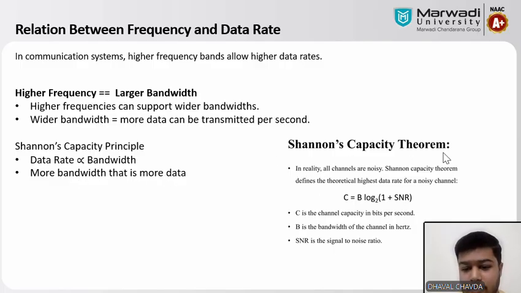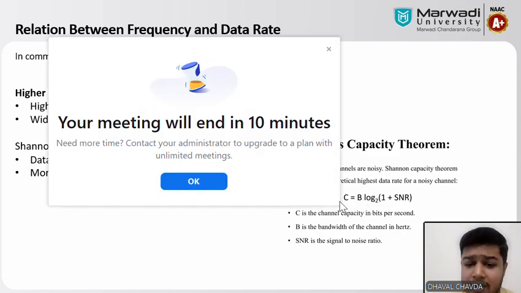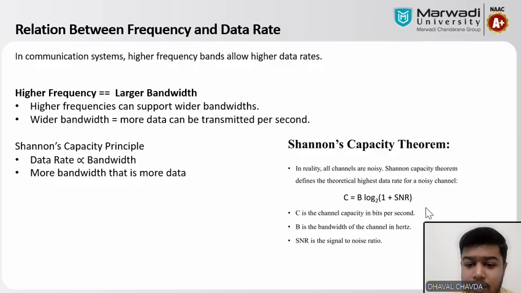Here is the capacity theorem. All channels are noisy. The Shannon capacity theorem defines the theoretical highest data rate for a noisy channel. Here is the formula: C = B log base 2 (1 + SNR). C is the channel capacity, B is the bandwidth of the channel, and SNR is the signal to noise ratio.